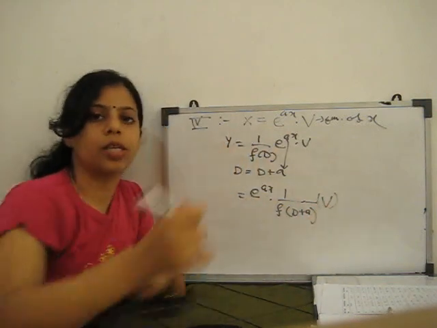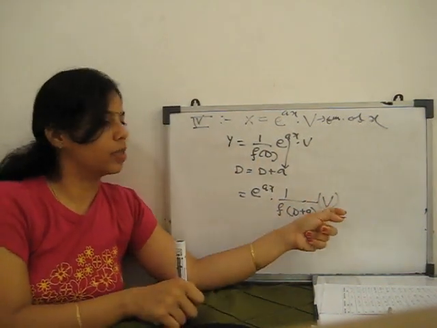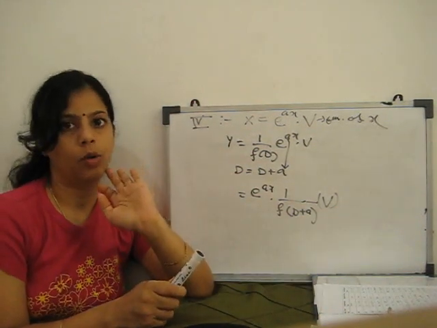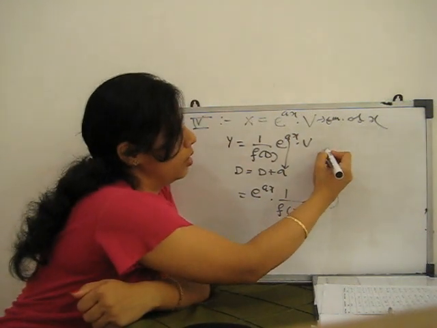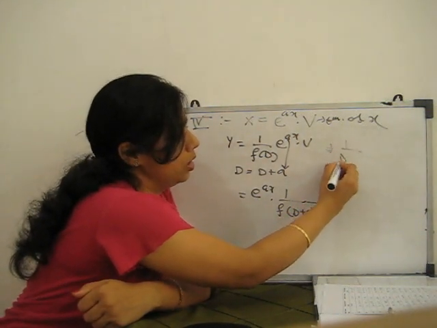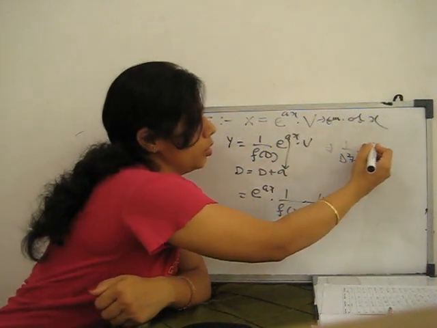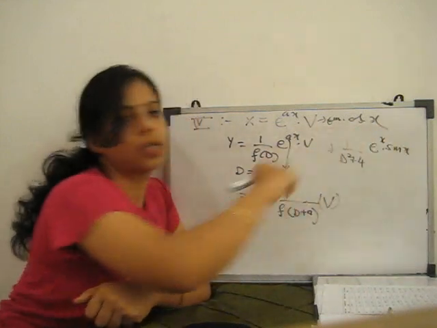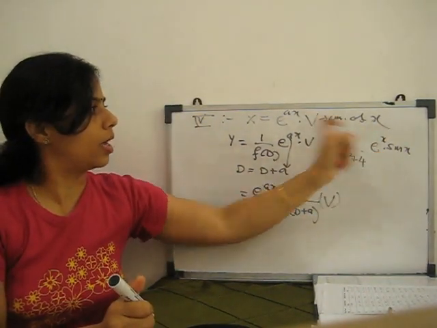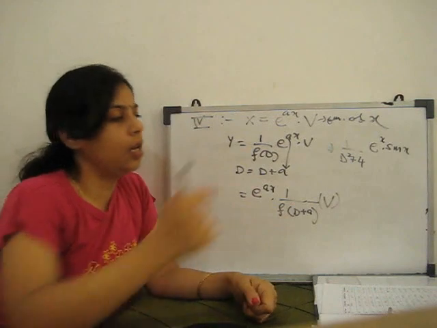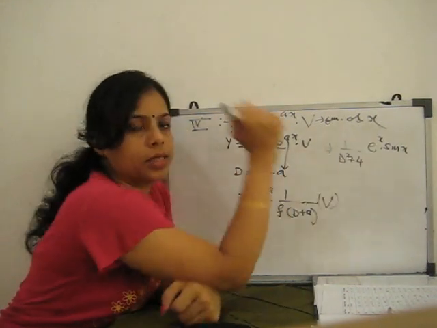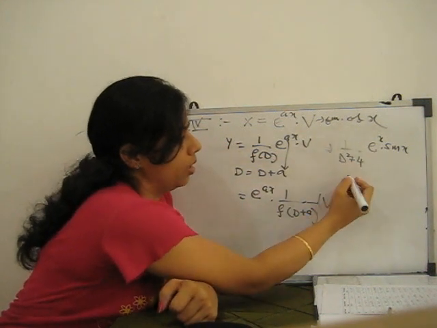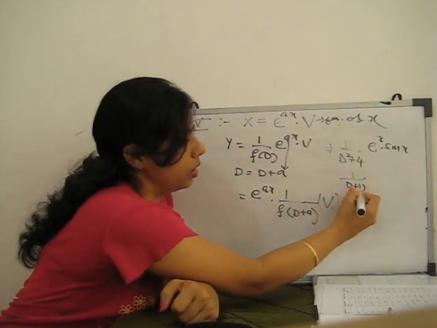Now this V is a function of x. What type of function is this? We have to solve 1 upon D plus a with this. For example, if our equation is 1 upon D square plus 4, e to the power x into sine x, here the function is e to the power x into V, where V is sine x. Then D is replaced with D plus a, where a is 1. So 1 upon D plus 1 whole square.